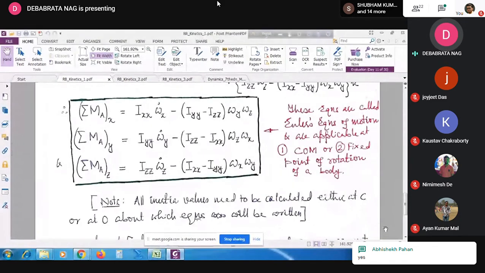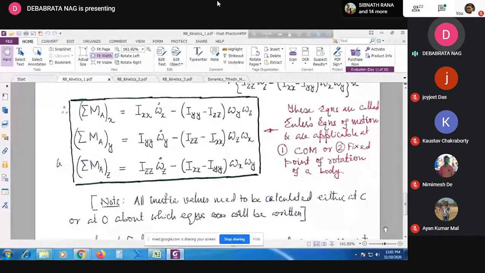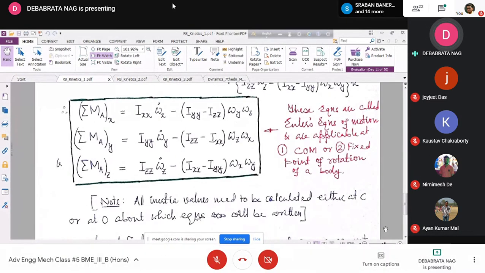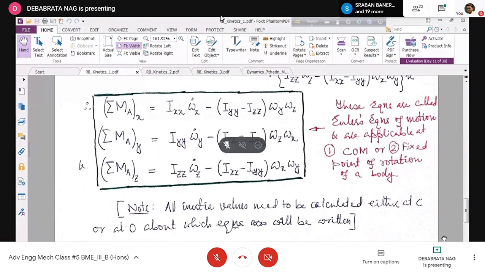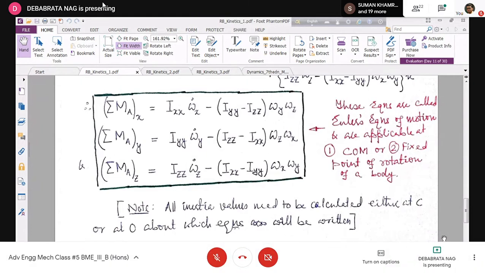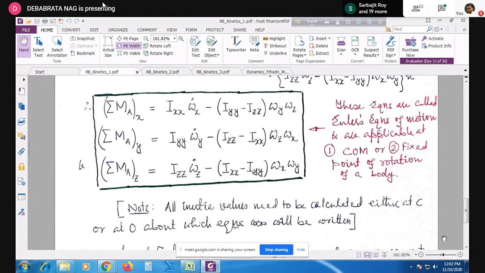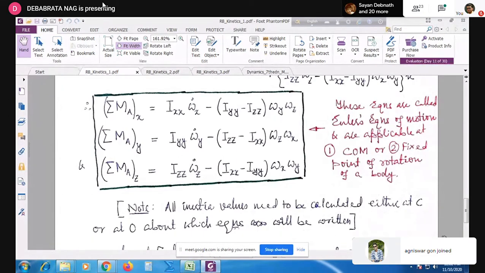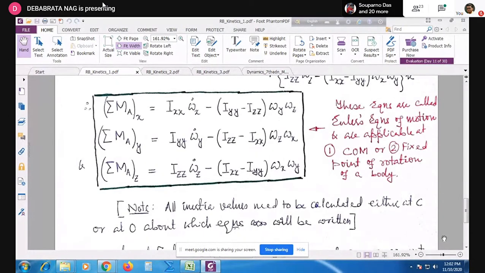So you see that in our last class we talked about Euler's equations of motion. In these Euler's equations of motion we had several assumptions. The first assumption was that Euler's equations of motion can only be written either with respect to the center of mass of any rigid body, or with respect to a fixed point about which the rigid body can be assumed to be rotating.